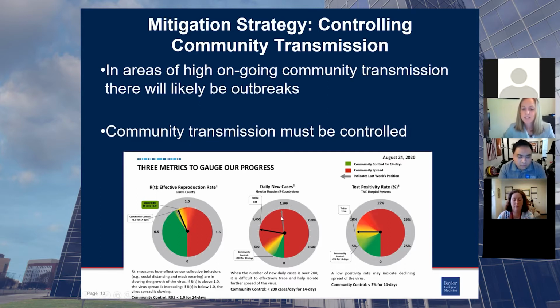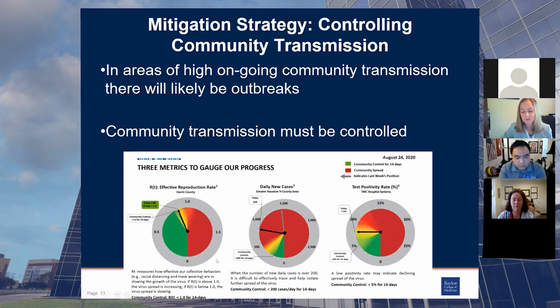In terms of daily new cases, this is the second metric. Yesterday, we were up towards 1,500. Now today, as of August 24th, we're at 838. So that's also quite good in terms of reducing the number of daily new cases.